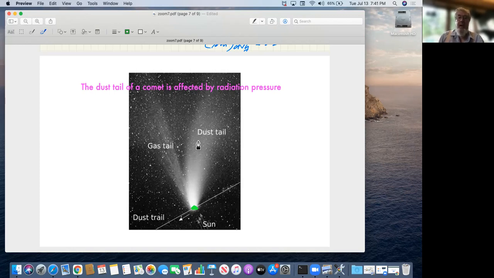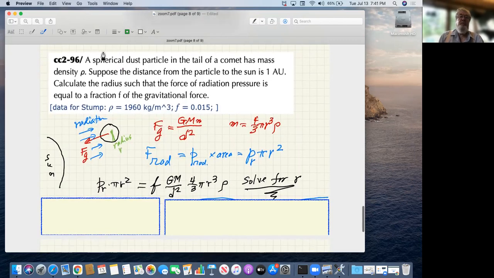And now we're going to do a calculation related to that. Suppose there's a spherical dust particle. It has a mass density rho. And suppose the distance to the sun is 1 astronomical unit. 1 astronomical unit is the distance from the sun to the Earth.